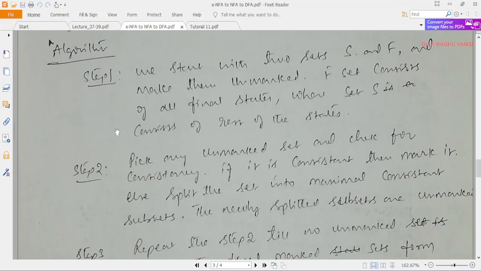You may also do the same with the help of the table filling method, but I am not considering the table filling method. I am only explaining the subset construction method.